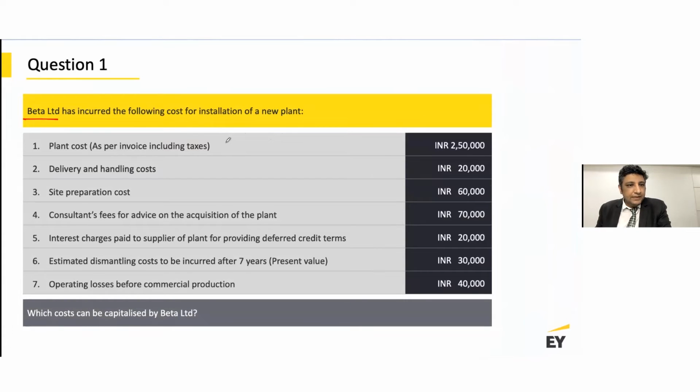a new plant. The plant cost as per invoice including taxes, delivery and handling costs, site preparation cost, consultant's fee for advice on the acquisition of the plant, interest charges paid to supplier of plant for providing deferred credit terms, estimated dismantling cost to be incurred after 7 years, the present value of that, and operating losses before commercial production. The question is requiring which costs can be capitalized by Beta Limited.